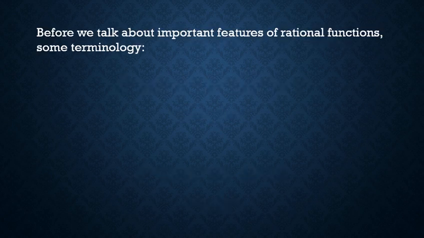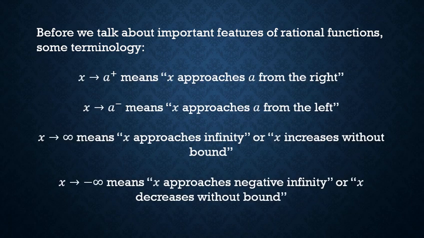Before we talk about important features of graphs of rational functions, just some terminology that I want to introduce here that we'll be using in some definitions later on in this video. So if you see x and then a right arrow and then an a with a plus in the upper right hand corner, what we're saying is that x approaches a from the right. So you're starting somewhere to the right of your x value.